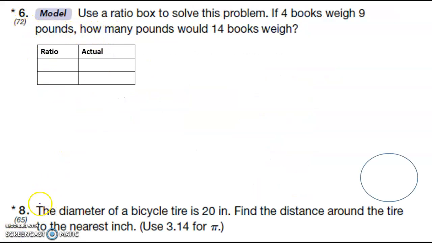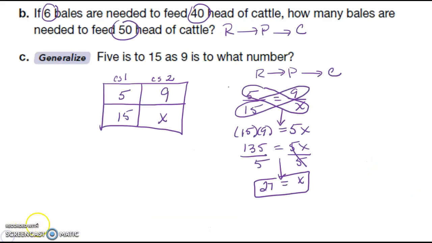Right, so these are starred problems, so I'm going to go ahead and stop here. If you want to see the starred problems, I'm going to put that in a different video.